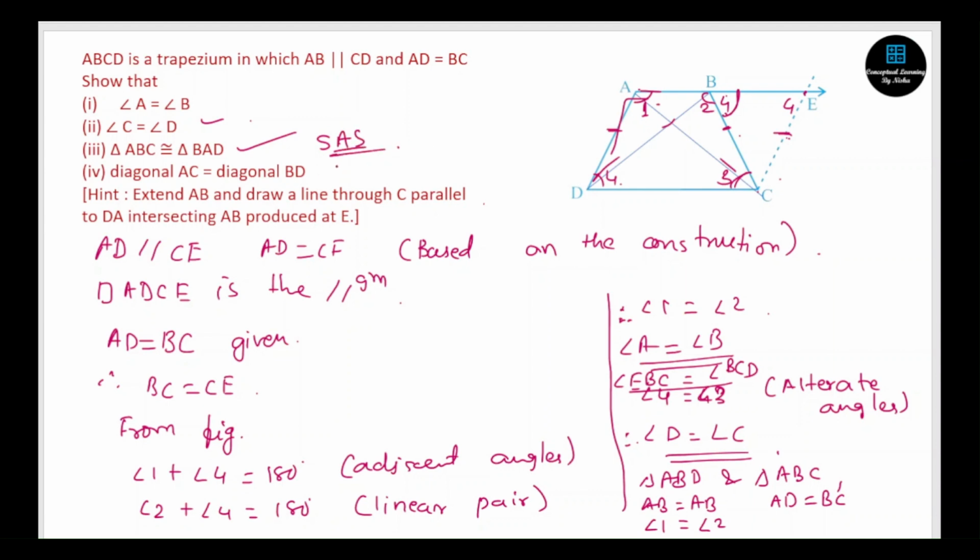And by CPCT, what can we say? Diagonal AC equals diagonal BD. From this, you'll get that.